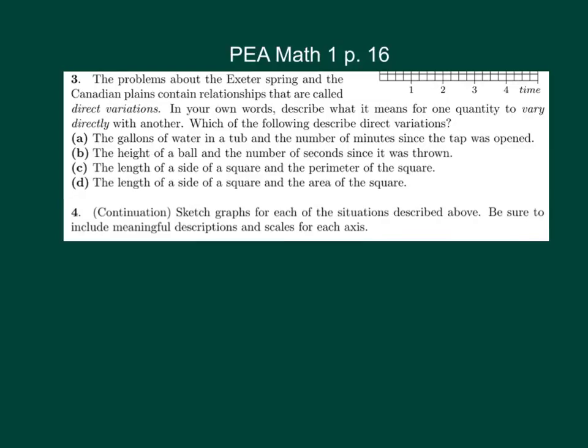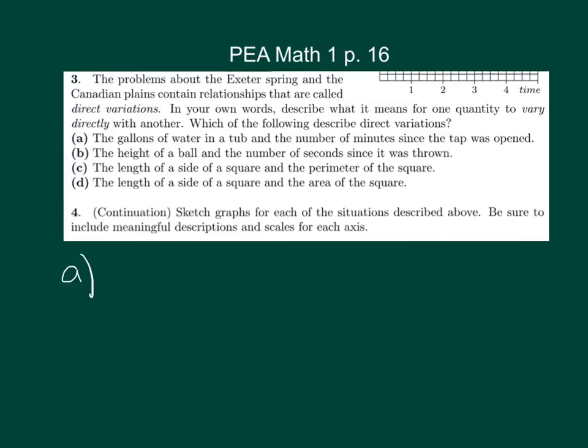So we're looking at page 16, 3 and 4. We're looking at direct variation and sketching graphs for situations. On each one of these, you need to figure out whether it's direct variation or if it is not direct variation, and then sketch a graph.